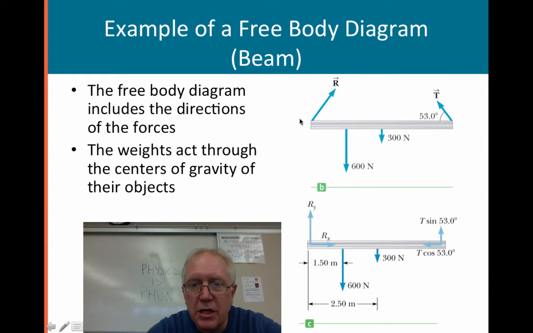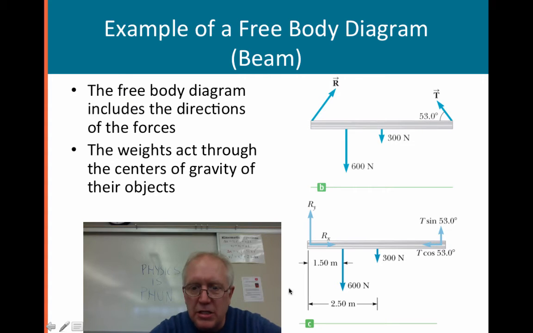So what I'm saying here is that the R force is going to be at some kind of angle. I don't know what that angle is, but I can't say that that force just pushes out horizontally. The tension I know is at 53 degrees, and remember, it's a uniform board of 300 newtons, so my 300 newtons is right here in the middle of the beam, and here's the person's force, the 600 newtons going downward.